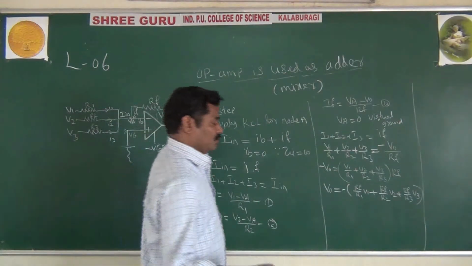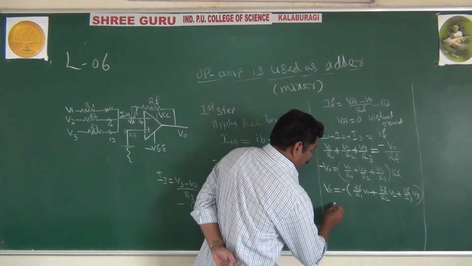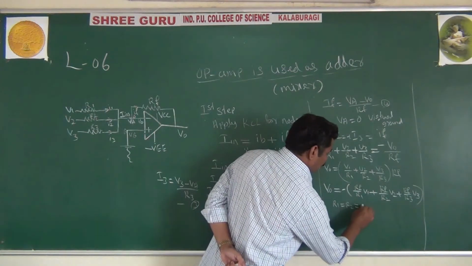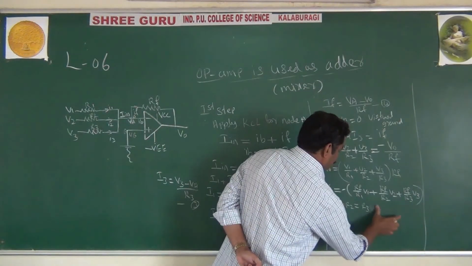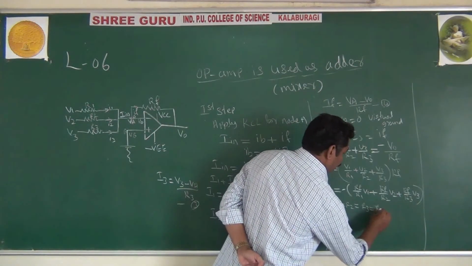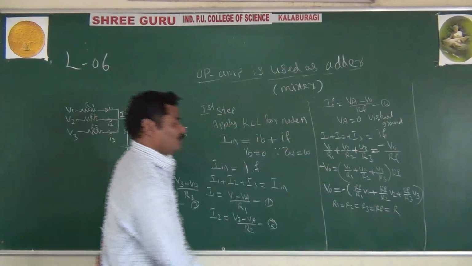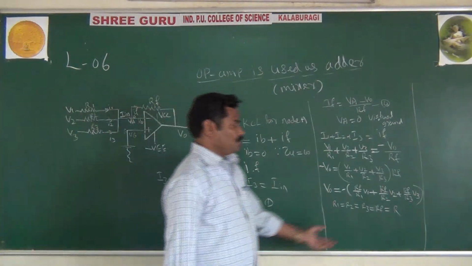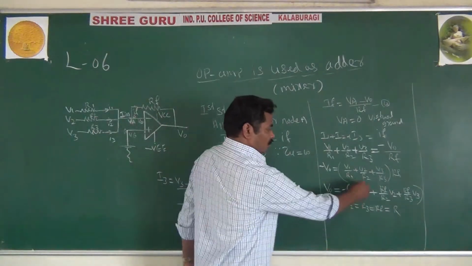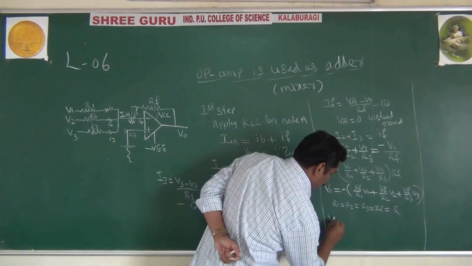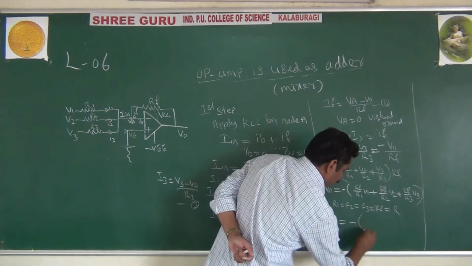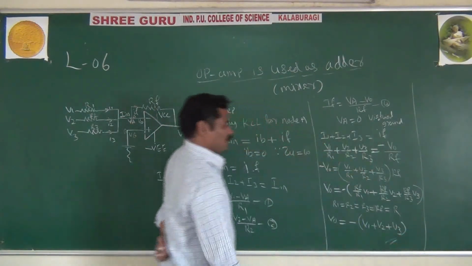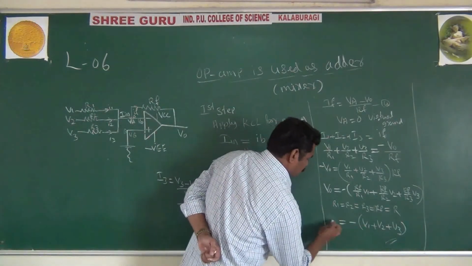Now, consider one condition: R1 equal to R2 equal to R3 equal to RF, that is, all the resistors are equal to R. Then everything cancels, and it becomes V0 equal to minus (V1 plus V2 plus V3). This is your final answer.